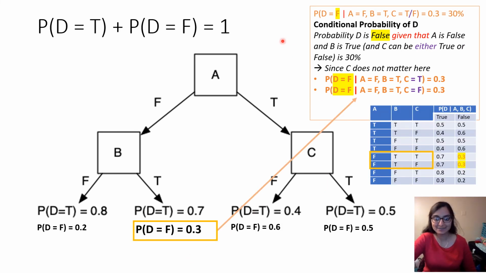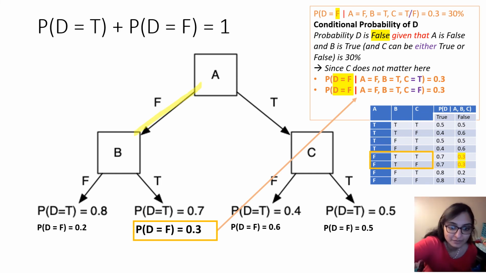So just to tie up again, this is just on the other side. Here, this is the conditional probability of D being false, which is 30%. What you see here is that C does not matter on this side. So A is false is what we're going with, and if on this side B is true, then C can be true or false. So this is the probability that D is false given that. Again, this bar means given that, what you're conditioning on.